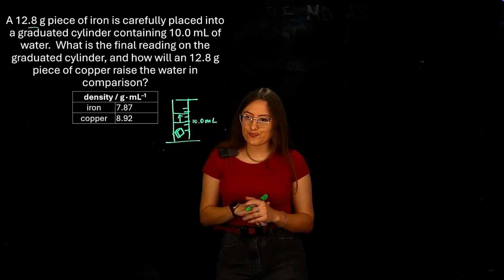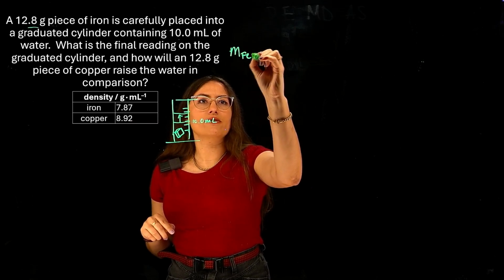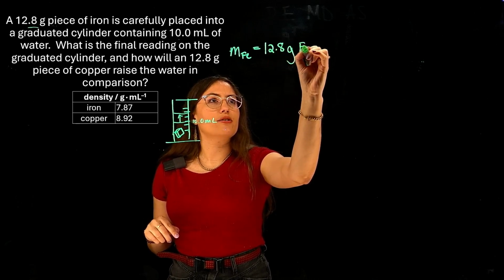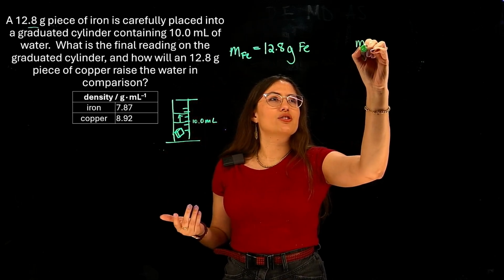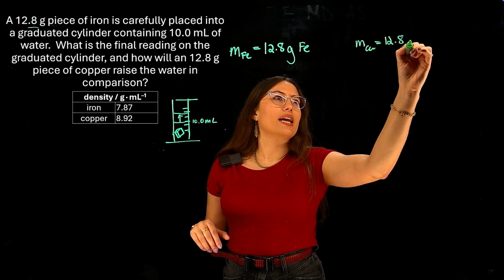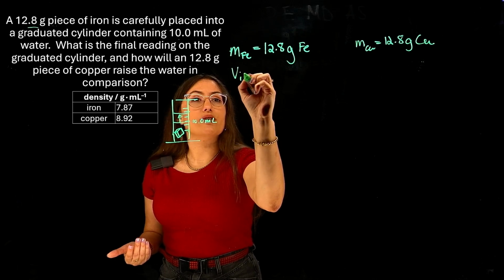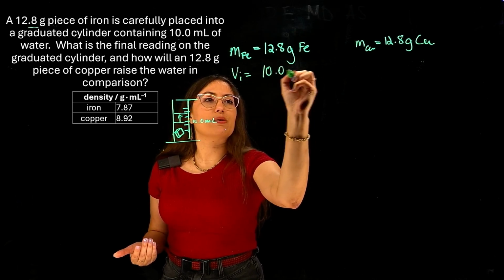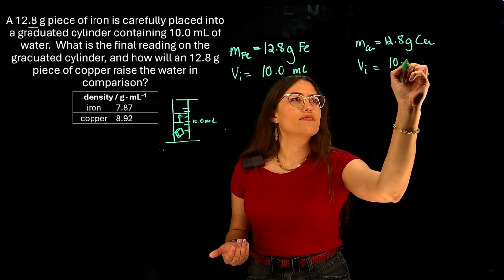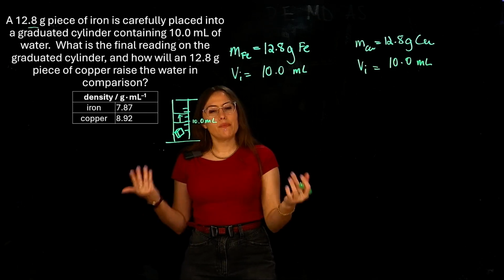graduated cylinder. They provide us with the mass of iron, which is 12.8 grams. They also give us the same mass because they want us to do this step twice for copper, which is also 12.8 grams. And then they give us the initial volume, which was 10.0 milliliters. That's going to be the same in both of these situations. Now that we've written down the information that we were provided, we can go ahead and approach this problem.